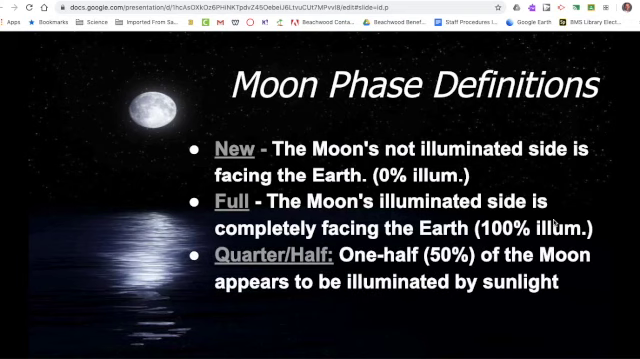Quarter, half, is 1/2. 50% of the moon appears to be illuminated by sunlight. So we have that quarter moon, the first quarter, and then the third quarter. Or sorry, the first quarter and the last quarter, I should say. Sometimes they call it the fourth quarter. Pause if you need to finish typing those in before you go to the next slide.